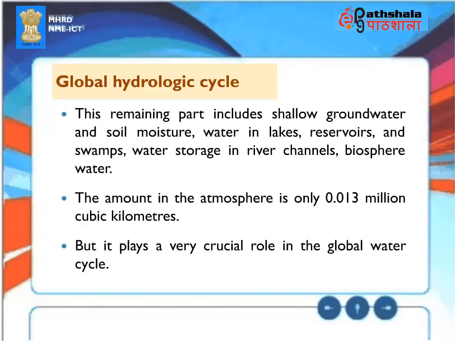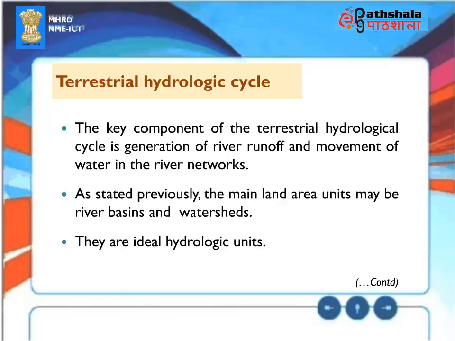This remaining part includes shallow groundwater and soil moisture, water in lakes, reservoirs and swamps, water storage in river channels, and biosphere water. The amount in the atmosphere is only 0.013 million cubic kilometers, but it plays a very crucial role in the global water cycle.